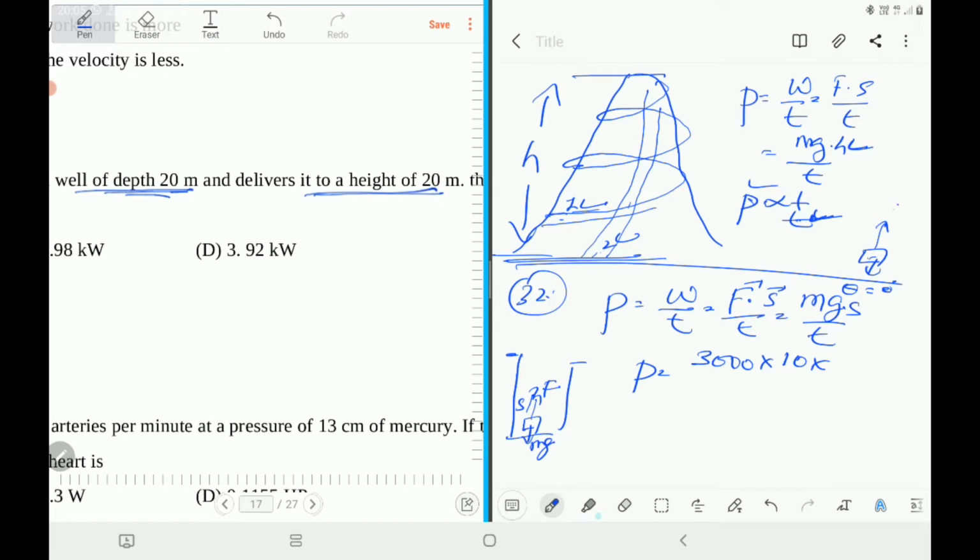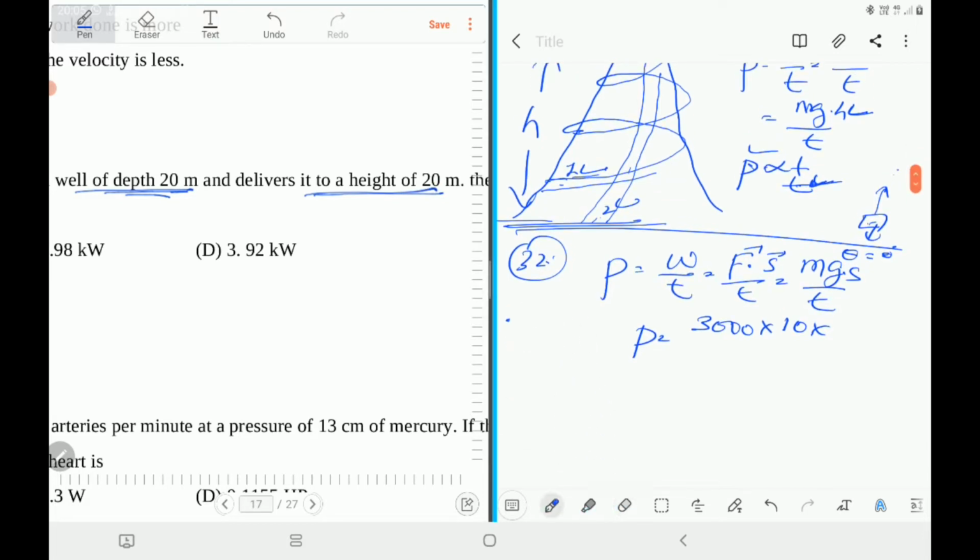So what do you think here? Totally, what is the height? You have to think like this. See, this is the well. What is the depth? It is ground. Depth of the well is 20. Water is here somewhere.